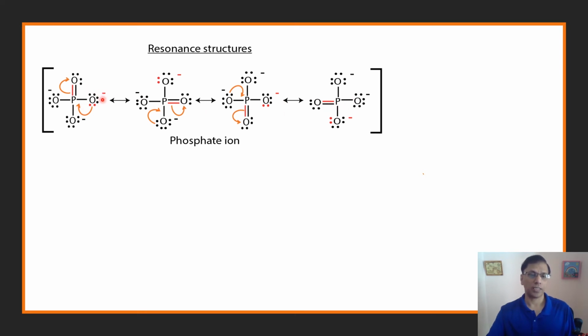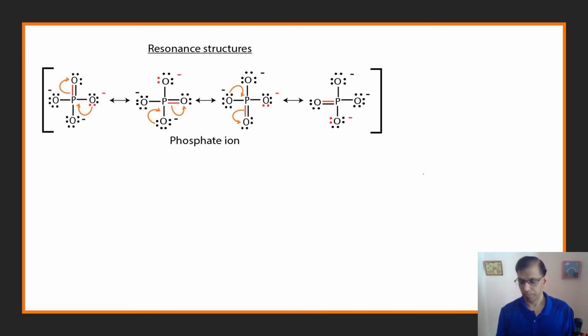Also look at the phosphorus right here. So count the number of electrons around phosphorus. So you have 2 plus 2, 4, 4 plus 2, 6, and 6 plus 4 is 10. So phosphorus has 10 electrons, but it's still happy. Remember that phosphorus and sulfur belong to the third row, and so they can expand their valence shell. And each of the oxygen atoms has 8 electrons. So the octet rule is satisfied.